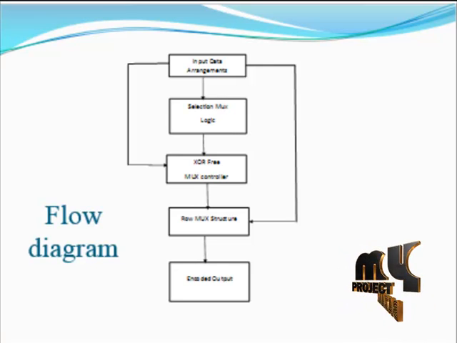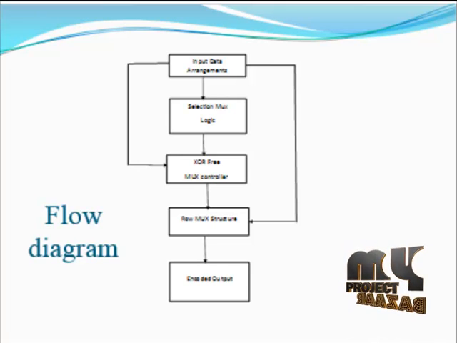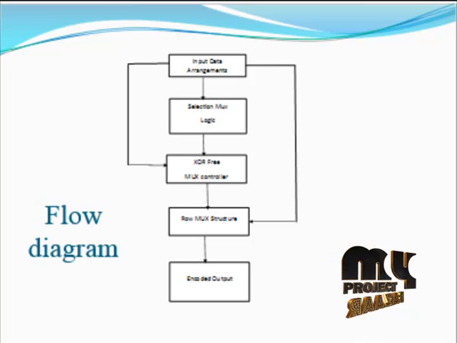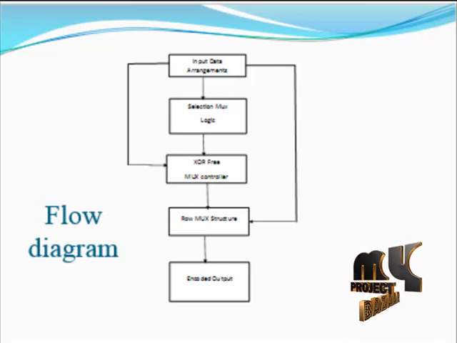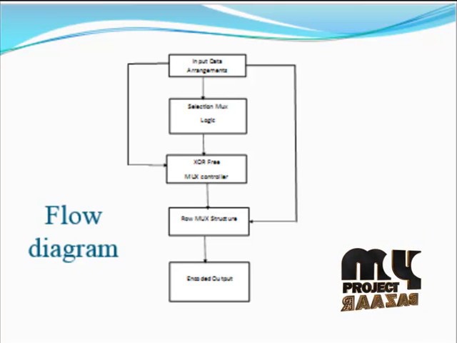The ROM based architecture can be reconfigured to modify the polynomial of the same constraint length of the code rate. The algorithm is further tested in the generic polynomial process, and then we get the process in the row mux structure and XOR free mux controller.